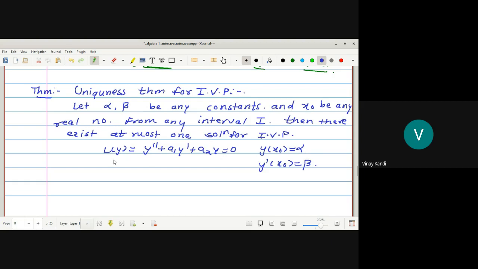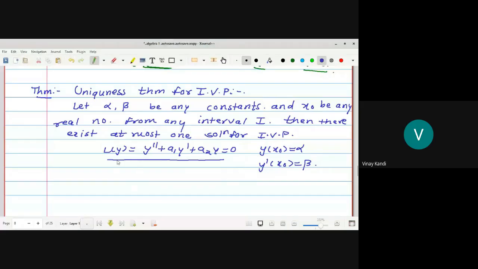Okay, at most, how many solutions will this equation have? Only one solution will be there, which satisfies these conditions. Uniqueness means at most one, it means that only and only one solution exists for this instance. Only one solution comes, which means it must be unique, such that y of x naught is equal to alpha and y dash of x naught is equal to beta. Okay, let's take this last theorem and then stop.